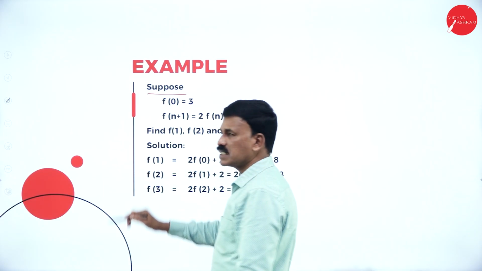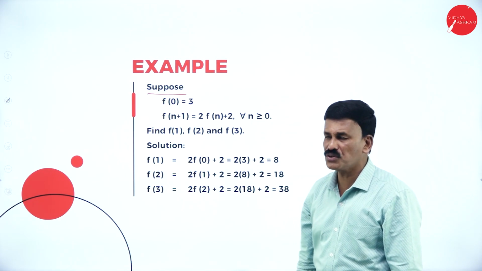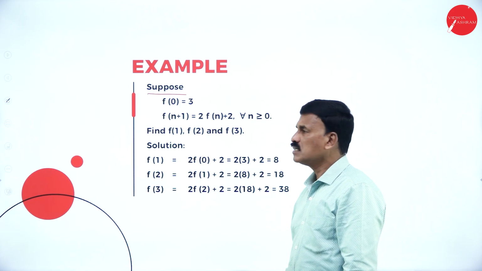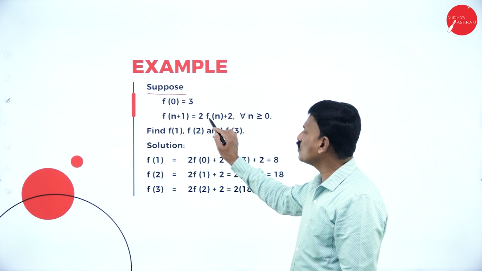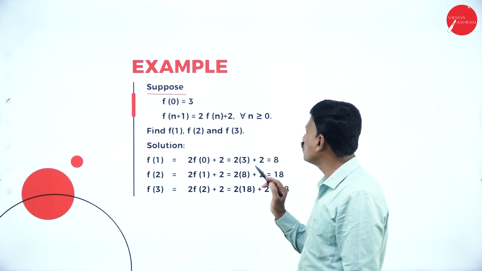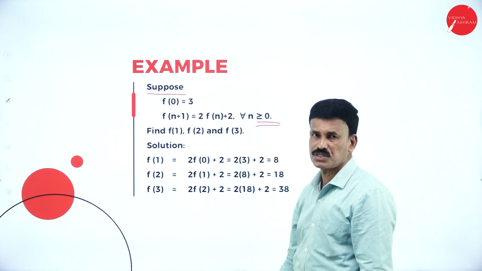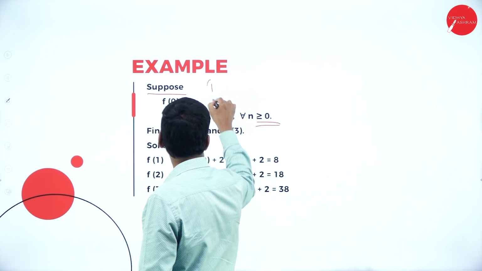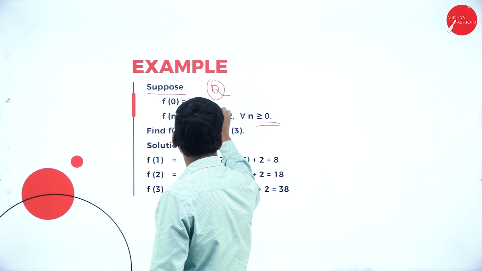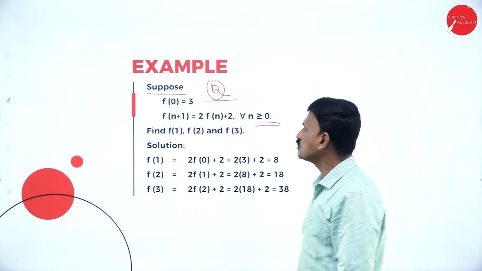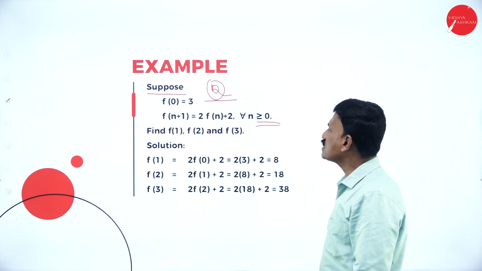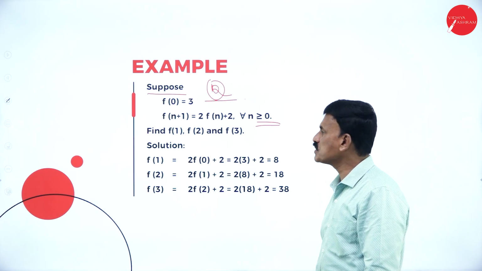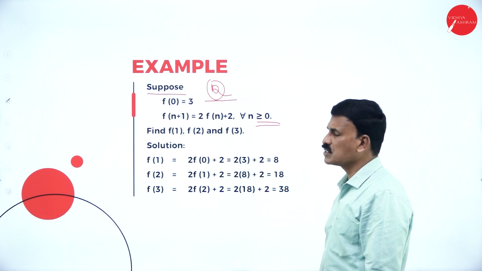Now, let us consider an example. Suppose f(0) is equal to 3, then f(n+1) is equal to 2 times f(n) plus 2 for all n greater than or equal to 0. This is the problem given. Let us consider the problem. This is the question: f(0) is equal to 3, then f(n+1) is equal to 2 times f(n) plus 2 for all n greater than or equal to 0.